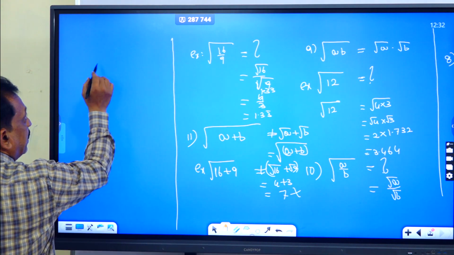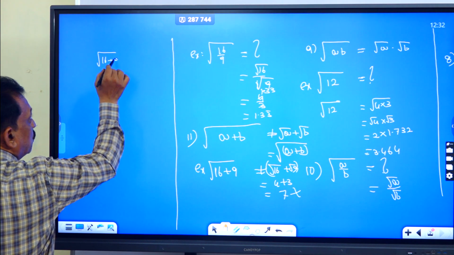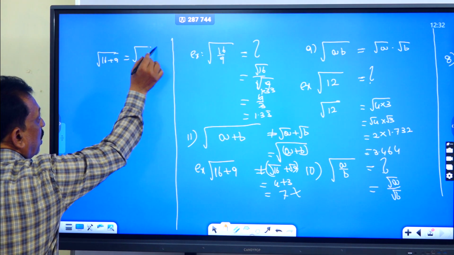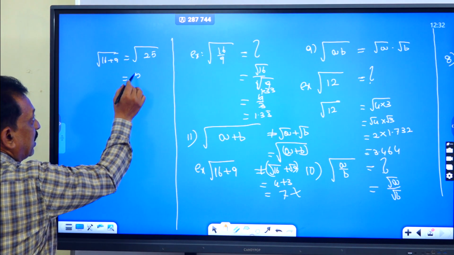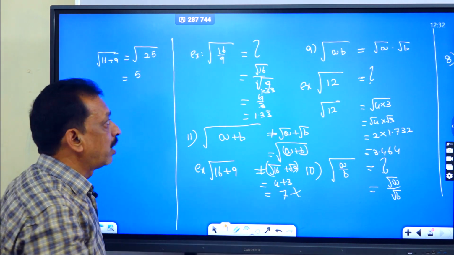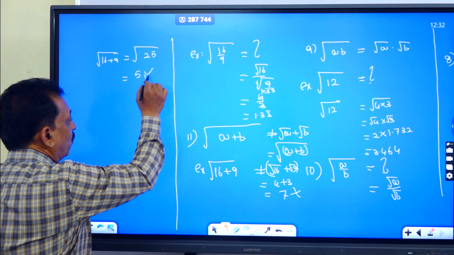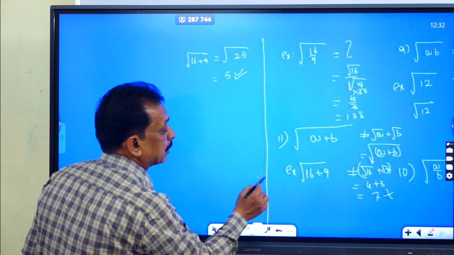Now I am going to simplify. This is equal to root of 16 plus 9, which gives square root of 25. Root 25 is equal to 5. See, where is the 5, where is the 7? So a lot of difference is there, but I am giving everything with clarity. While calculating, by mistake also you cannot make any mistake. Okay sir. Next.